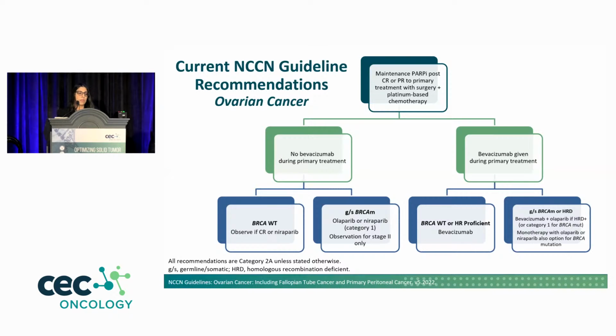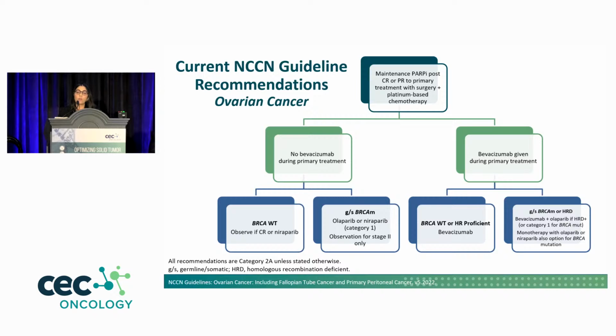So this slide goes over the current guideline recommendation for maintenance first-line therapy of PARP inhibitors after response. The response to the previous treatment has to be either a complete response or partial response. Having a stable disease by itself is not sufficient to move on to using PARP inhibitors as maintenance therapy in this setting. So the recommendation depends largely on whether bevacizumab was incorporated in the initial treatment or not. On the left, if no bevacizumab was part of the primary treatment and the patient has a BRCA wild type, then observation is an option, or niraparib can also be recommended. Everything that is not associated with a certain recommendation in the boxes is category 2A.